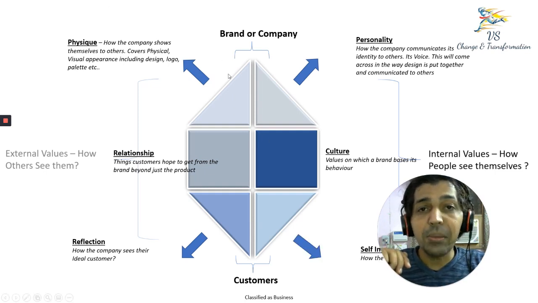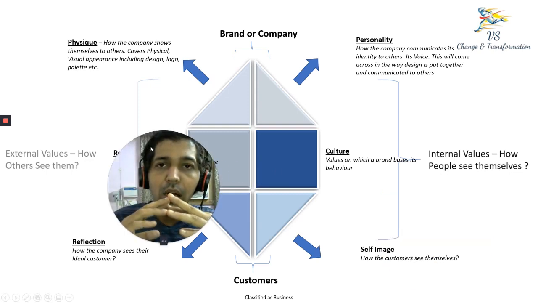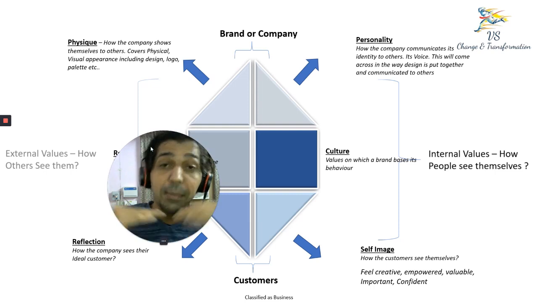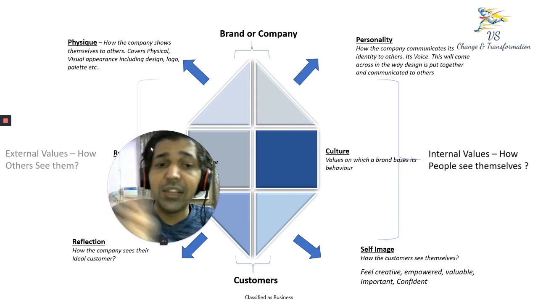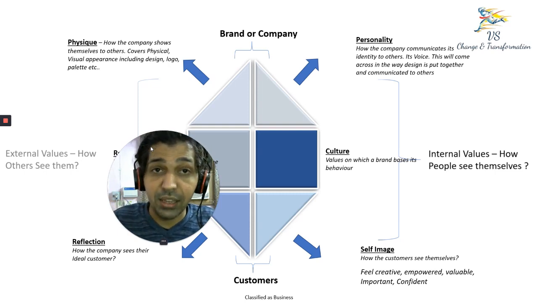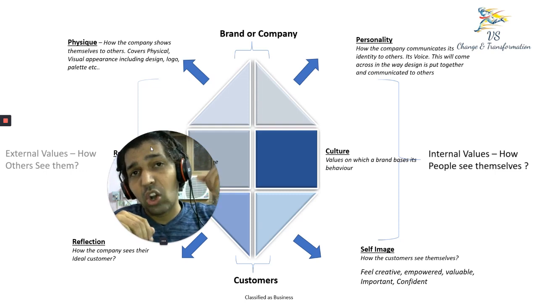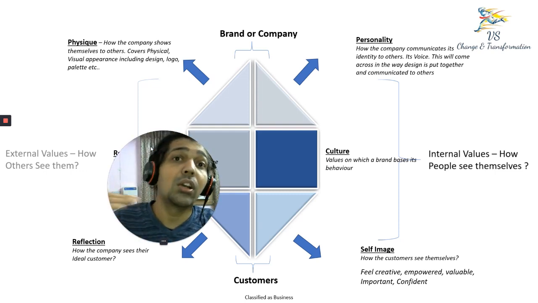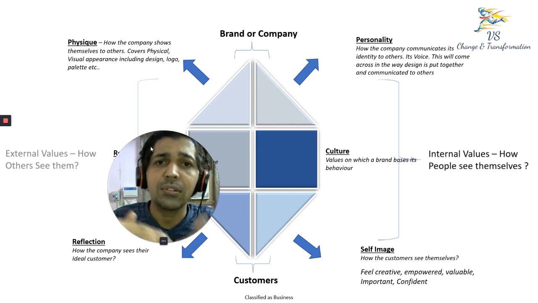And self image is what the customers feel about themselves, or about what the organization feels. Okay, so when customers buy a product of Apple, they feel that they are very creative, they feel empowered, they feel very valuable, and they feel confident, important. They feel they are doing something which a lot of others are not able to do with ease. So this is the kind of self image which they have.